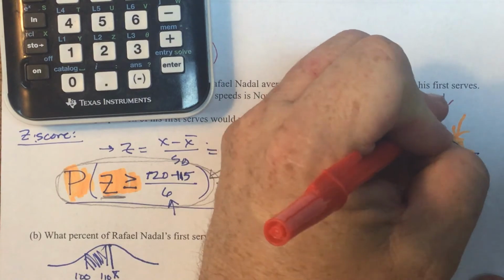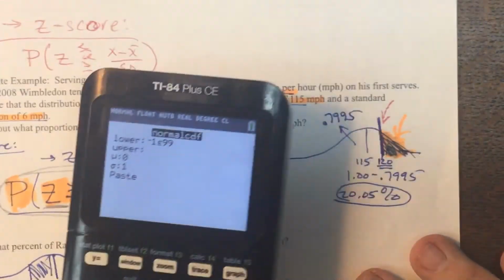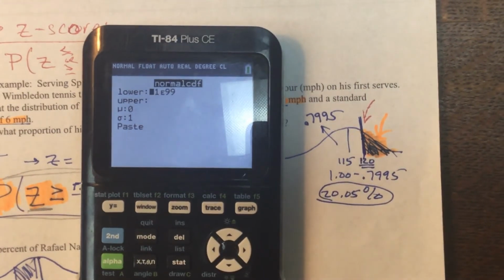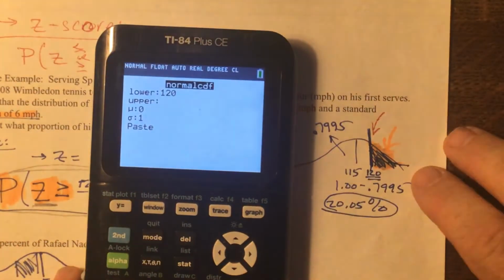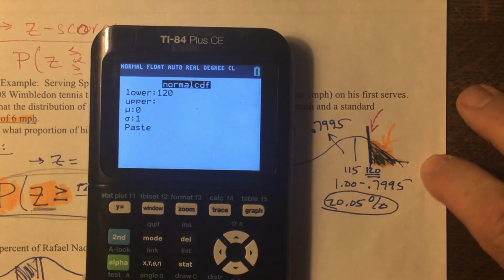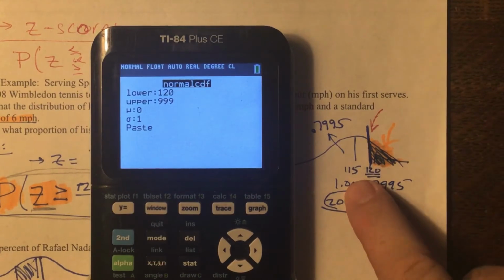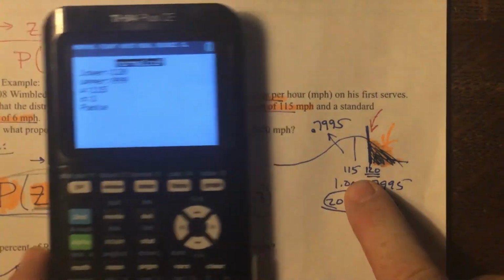We know my lower boundary of the shaded area. So we're talking about the shaded area. My lower boundary of the shaded area, I'll just do it side by side here, is 120. My upper boundary, you're going to want to make it a lot larger, so we use 999. Just go way above whatever value you're dealing with. My x bar is 115, and my standard deviation is 6.